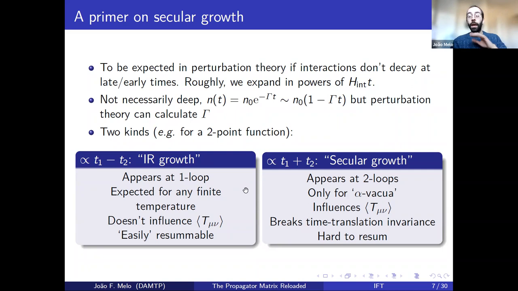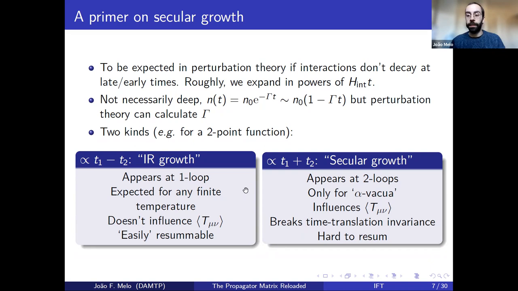There are some calculations where this already appears at one loop, expected for any finite temperature calculation. So it's very generic. But because it vanishes in the coincidence limit, it doesn't actually influence the energy momentum tensor. So it doesn't mean that we have any infinite energy. It just means that we're not being careful about the IR of the theory. And there's swaths of literature in the finite temperature field on how to resum this. It's not easy, but known.